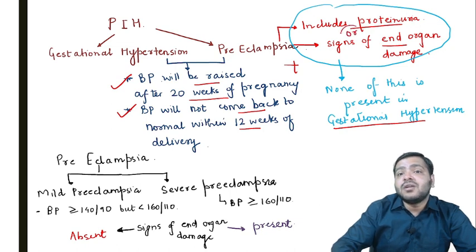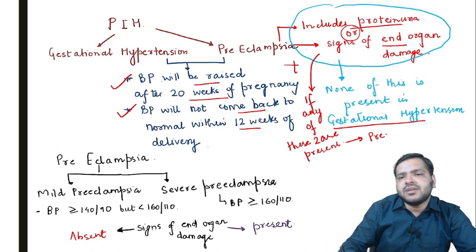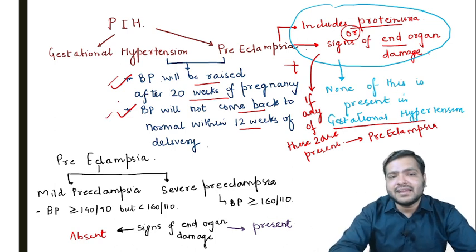Remember, I used the word or. It means that if any of these two are present, we classify it as preeclampsia. Either proteinuria or an end organ damage sign. Any one of these two should be present along with these 2 points to classify it as preeclampsia.